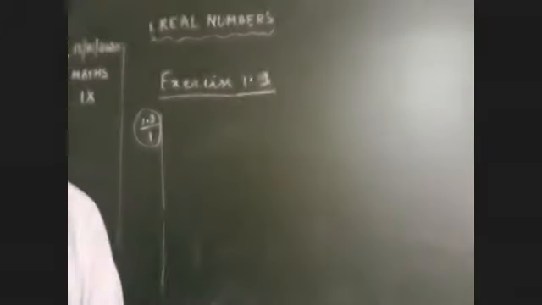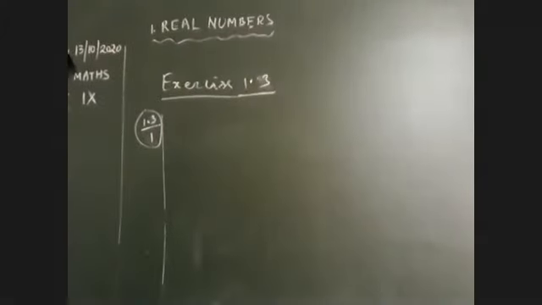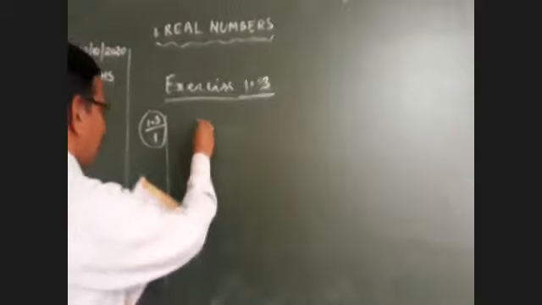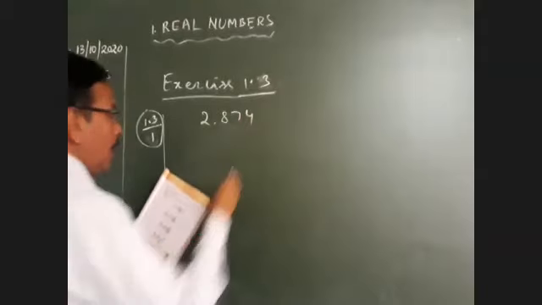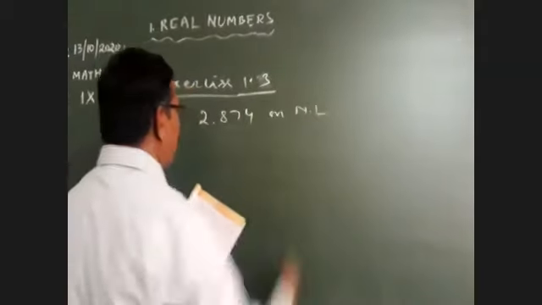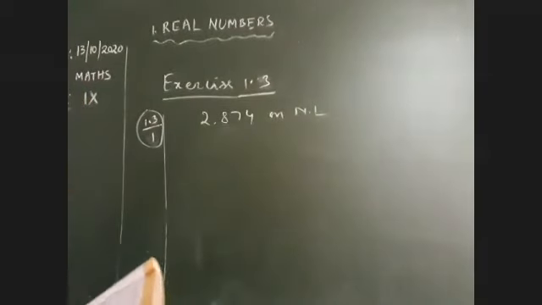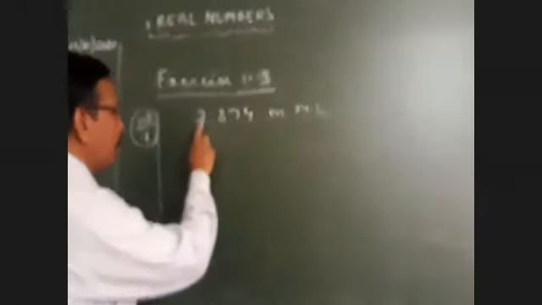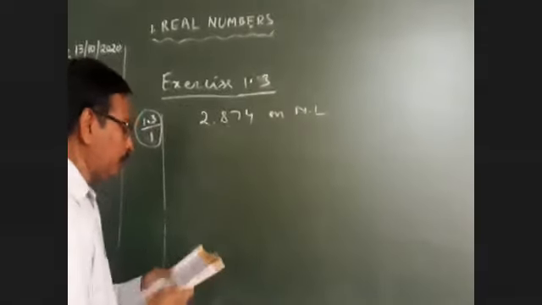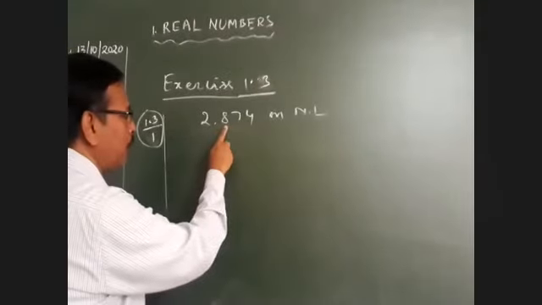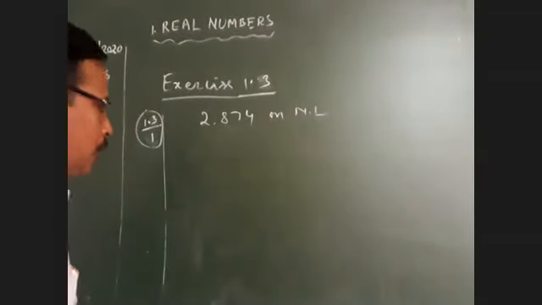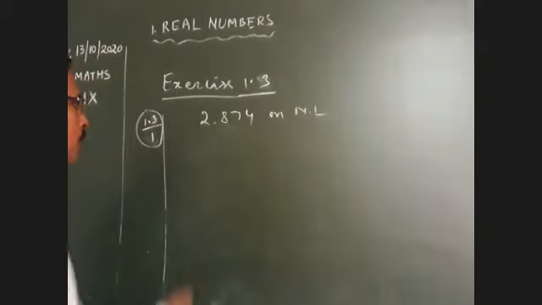Now, successive magnification is also a very simple sum. Try to understand here, visualize. The next question is to represent 2.874 on the number line. How to represent it? With successive magnification. Successive magnification means, see here, 2 lies between 1 and 3, 2.8 lies between 2 and 3, like that. Just try to understand it.